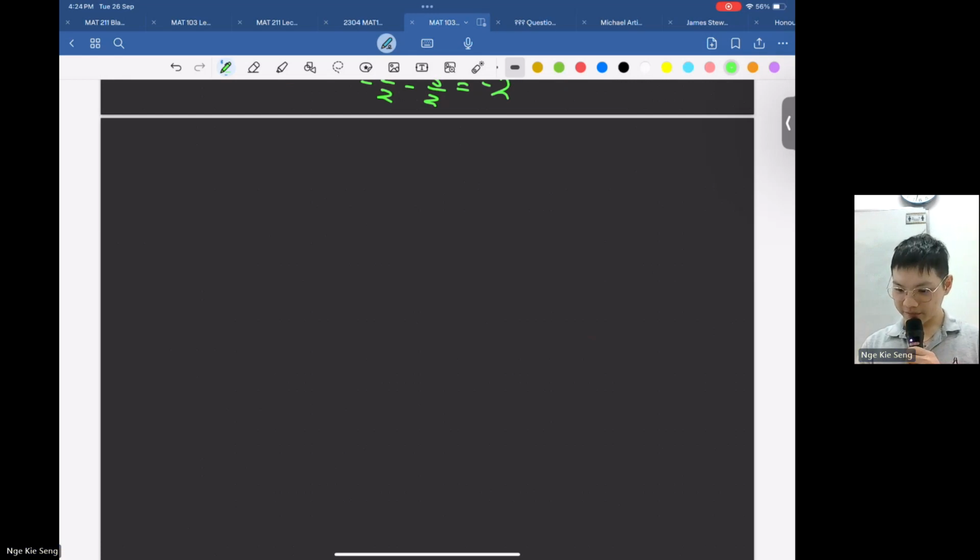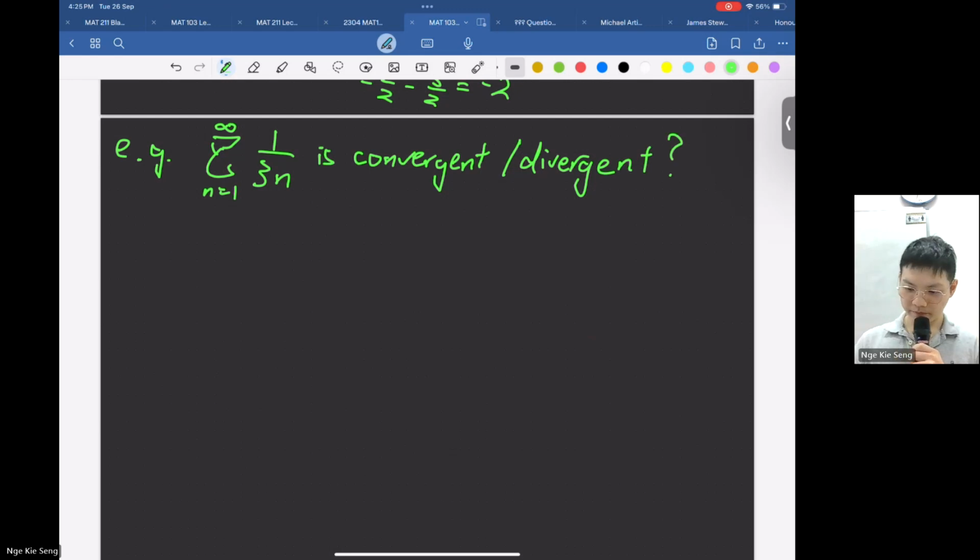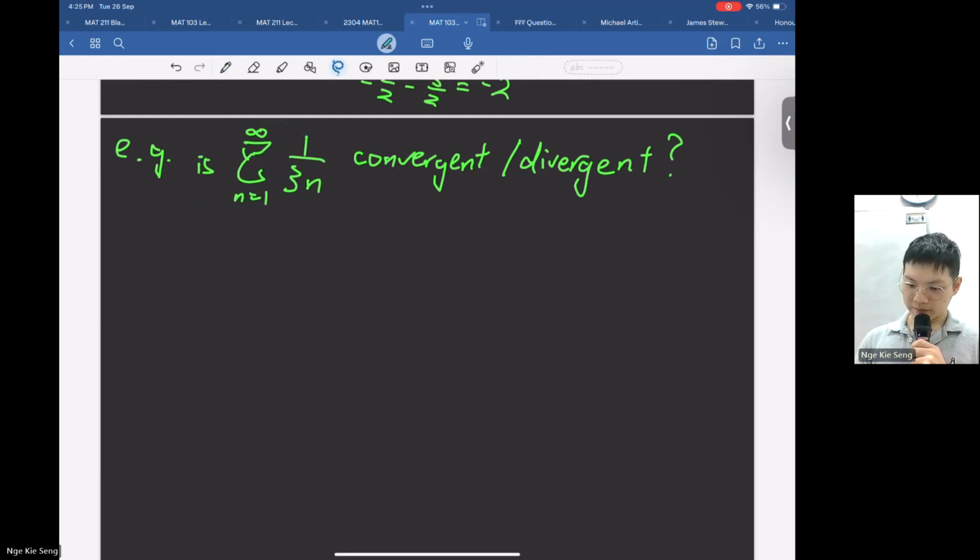Okay, next. How about this? Sum of 1 over 3n. Does this converge or diverge? Is this a geometric series or not? No. Converge or diverge? Diverge. Why? Because of the harmonic series. So how do you see the harmonic series here?